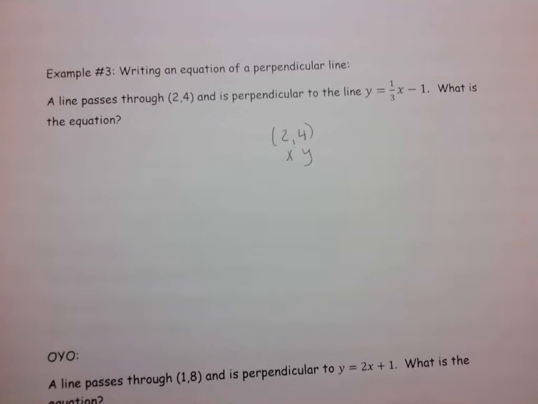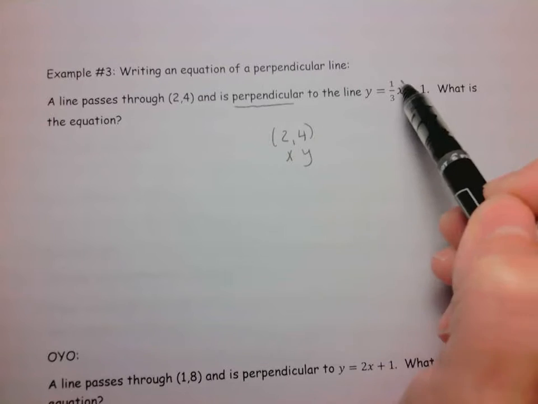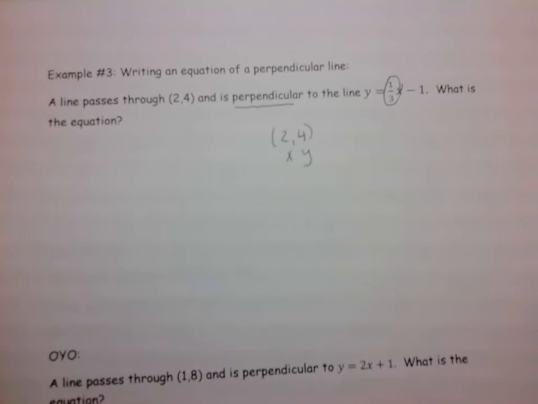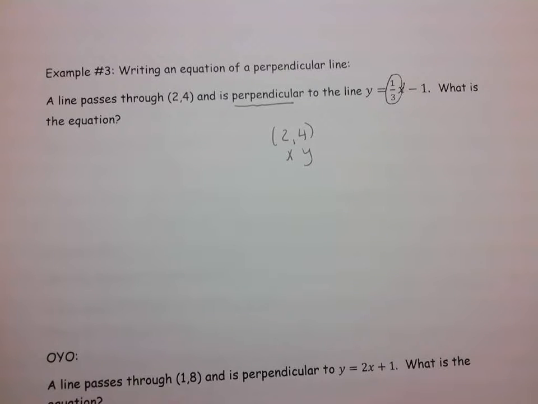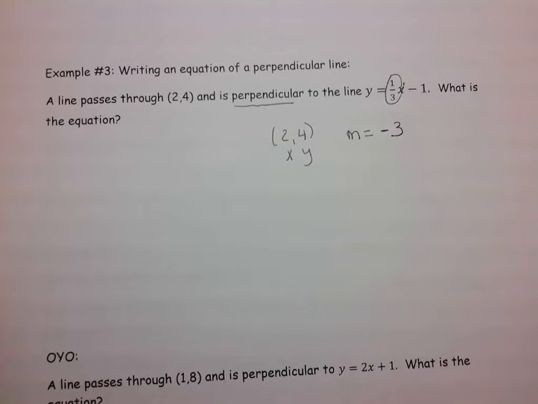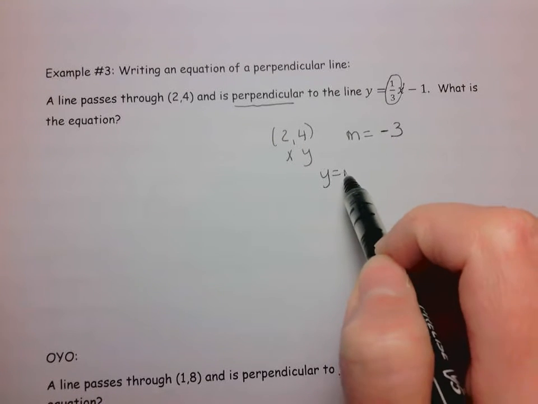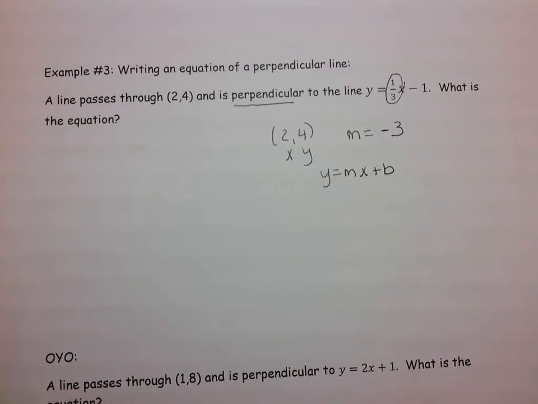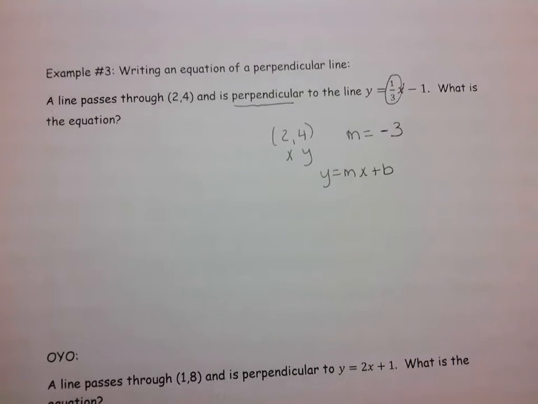So what do I know about this mystery line? I know that it passes through the xy coordinate (2, 4). I know it's perpendicular to this line. So if it's perpendicular to that line, what do I know about the slope? The slope will be the opposite reciprocal. Okay, so now what do I do? I know a coordinate point, I know the slope, and so now all I need to do is to plug it into the equation and solve. And again, you can plug it into this equation or you can plug it into the point-slope equation. It does not matter, either one will work.